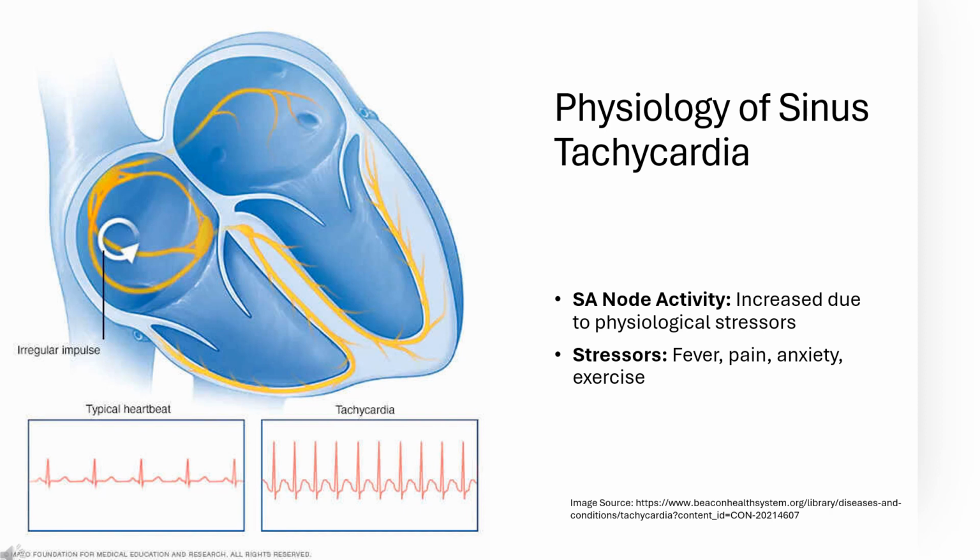Recognizing the physiological basis of sinus tachycardia is important for identifying and managing the underlying causes. By understanding that increased SA node activity is a response to physiological stressors, healthcare providers can target the root cause of the increased heart rate. For example, manage a fever with antipyretics, relieve pain with analgesics, address anxiety with anxiolytics or talk therapy, and advise on safe exercise practices to help control episodes of sinus tachycardia.